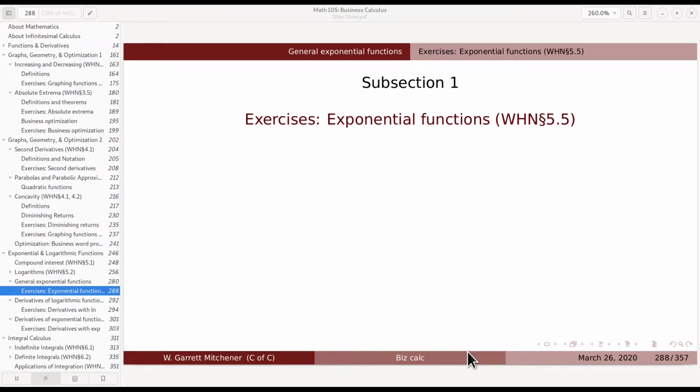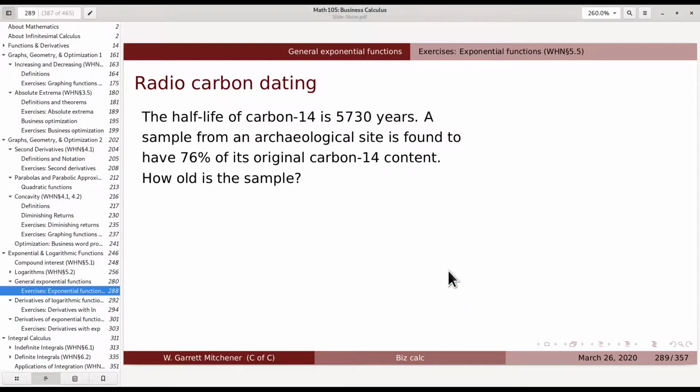In this video, I'm going to do some exercises involving exponential growth and decay with general exponential functions. So here we go. First, this is about radiocarbon dating. The half-life of carbon-14 is 5,730 years. A sample from an archaeological site is found to have 76% of its original carbon-14 content. How old is the sample?